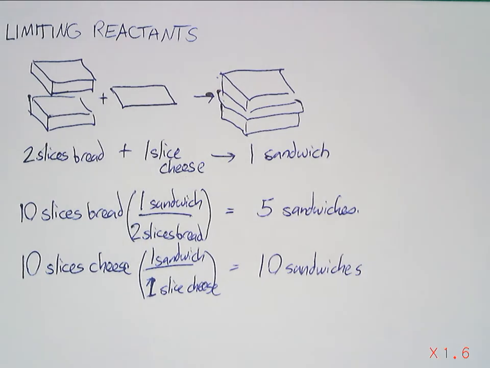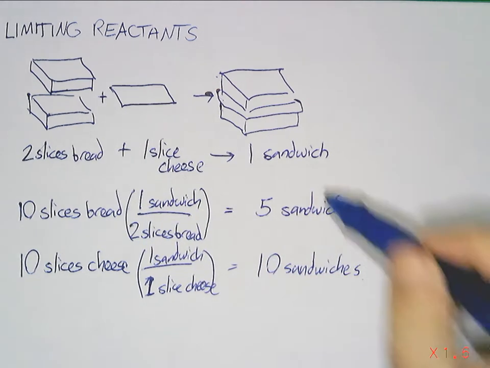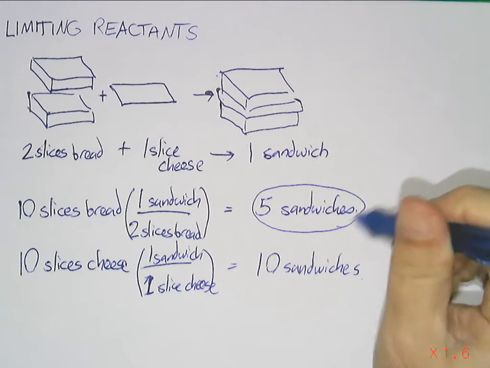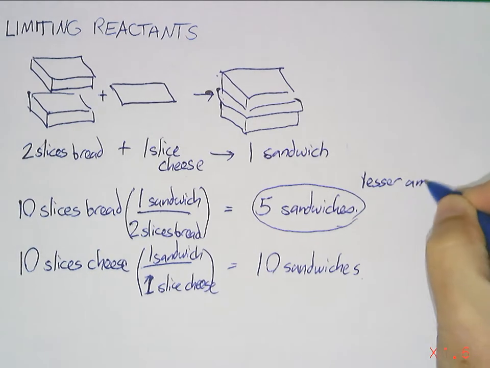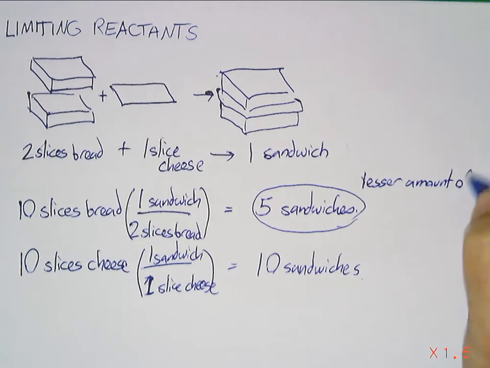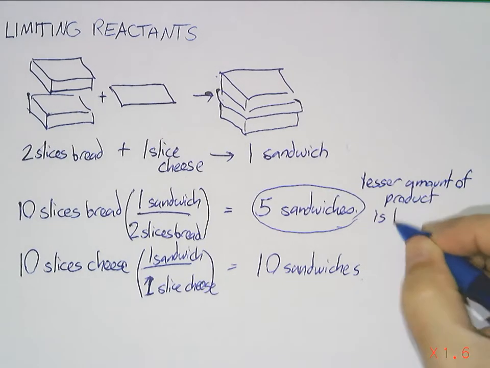So if you had sitting on your countertop 10 slices of bread and 10 slices of cheese, how many sandwiches would you actually get? You would not get 10 sandwiches because you don't have enough bread. You only have enough bread to make 5 sandwiches. So the amount of bread that you have limits the amount of product that you're going to have. The lesser amount of product is the amount that you get.